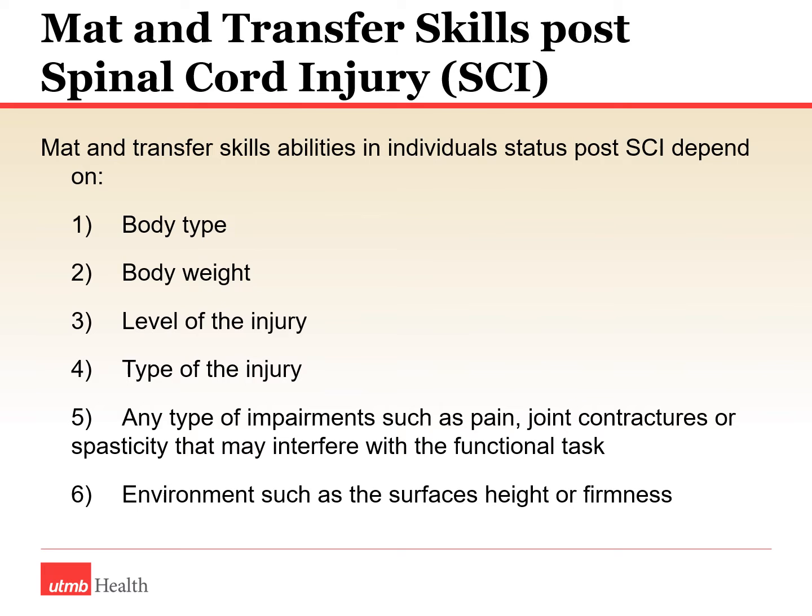Mat and transfer skills abilities in individuals status post spinal cord injury depend on body type, body weight, level of injury, type of injury, any type of impairments such as pain, joint contractures, or spasticity that may interfere with the functional task, and environment such as the surface height or firmness.